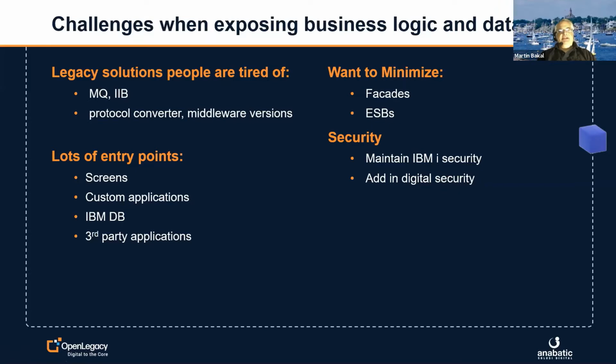And I already mentioned ESBs, the middleware transfer layers, because you get stuck in the different versions, you get stuck in their pipes and all the other parts. But what are some things you want to think about? Well, people say, well, the IBM I security works. So I don't want to lose that working security in what I'm doing, but I also want to add in some kind of digital security, because if I'm opening it up to the web, I need web security. If I'm opening it up to different types of systems, I need that type.